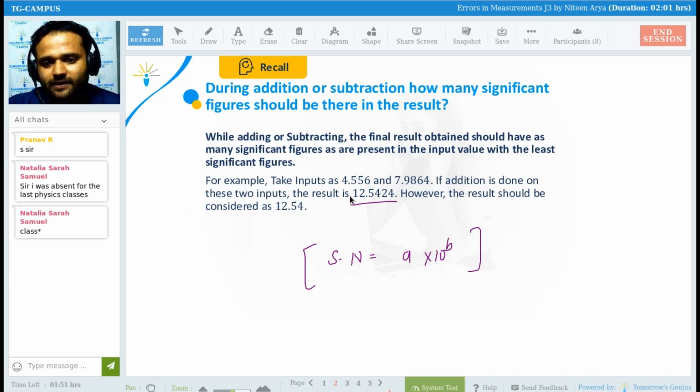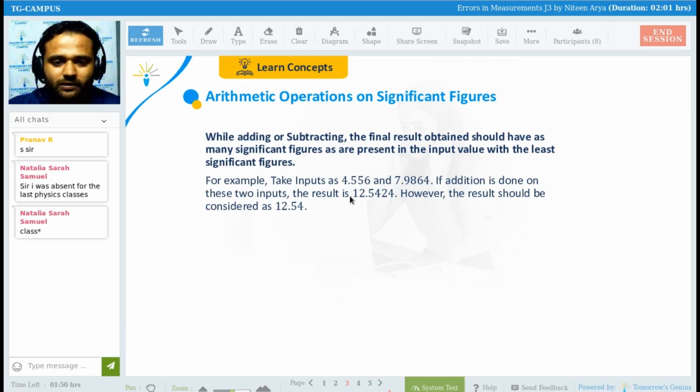While adding or subtracting, the final result obtained should have as many significant figures as present in the input value with the least significant figures. Whenever you are doing any mathematical operation, addition, multiplication, subtraction or division, you need to follow the least number of significant figures. For example, here we have 2.4 and here we have 4.5. If addition is done on these two inputs, the result is this. However, the result should be this one, because we need to follow the least significant figure rule. So there are 4 significant figures, nothing more than that.